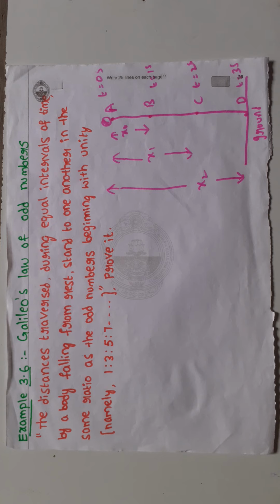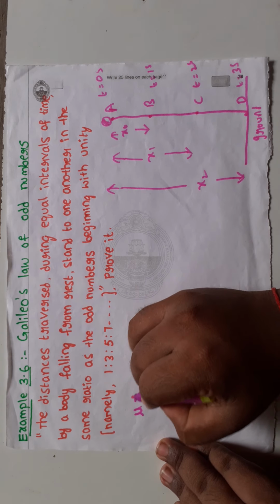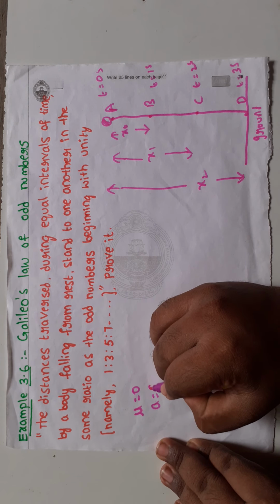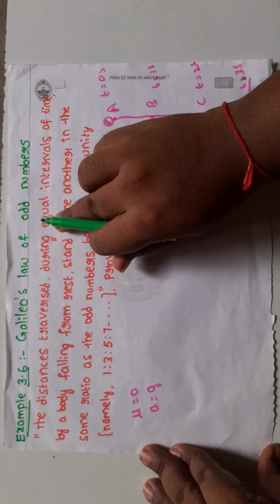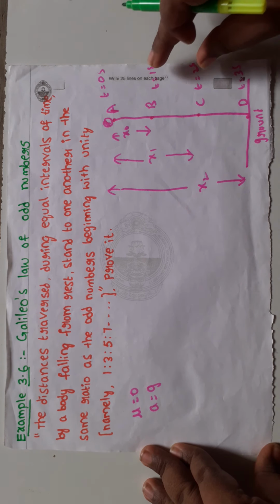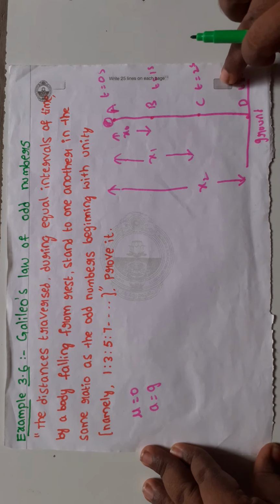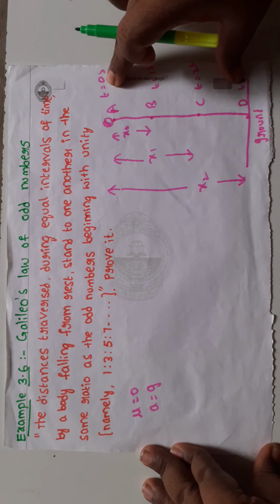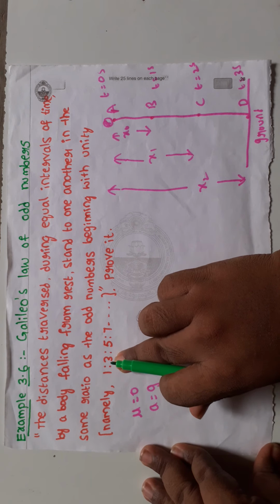We already learned in the previous example what the conditions of free fall are. The conditions are initial velocity u equal to 0 and acceleration a equal to g. Galileo says that in equal intervals of time, so here this is the first interval, the difference is 1 second. This is the second interval, the difference is 1 second. This is the third interval, the difference is 1 second. In equal intervals of time, the distance travelled by the object is in odd numbers: 1 meter, 3 meter, 5 meter, 7 meter.